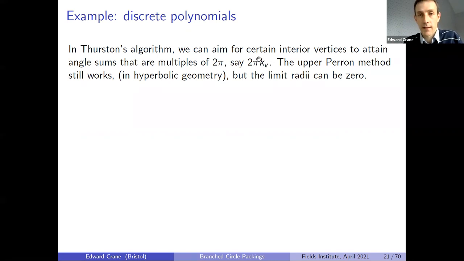So every vertex has an integer kv. It may be 1, in which case it's an ordinary vertex. If it's bigger than 1, then it's a branch vertex. And this is the nice thing about Phil's paper. The method just works again. You start with all the labels infinite, and you work your way down, and you always aim for these angle sums instead of 2 pi. And then what happens is you have to decide whether some of the limit radii are 0.